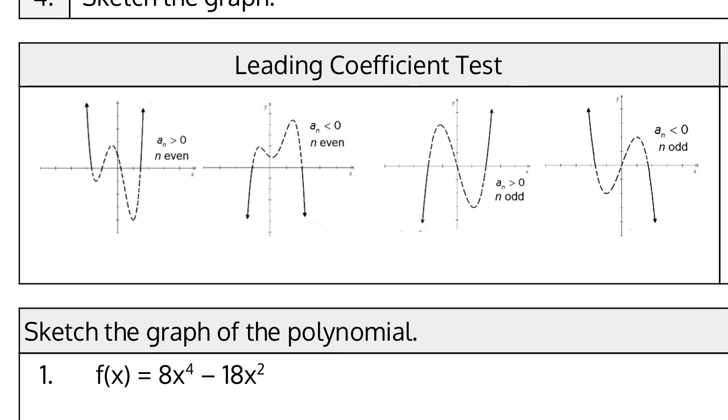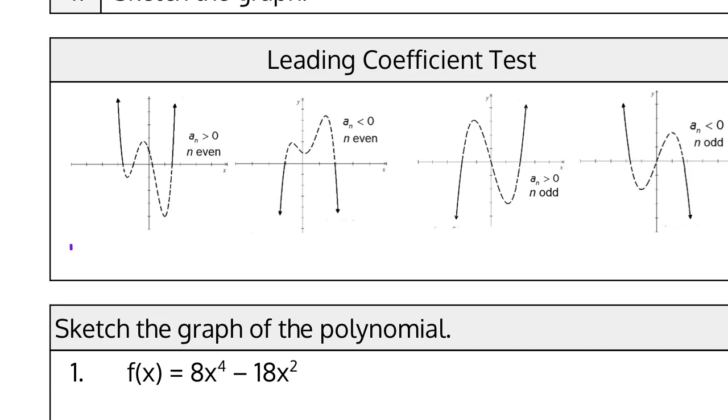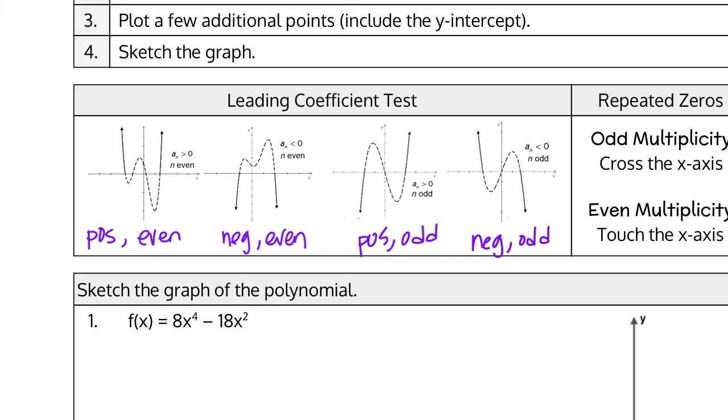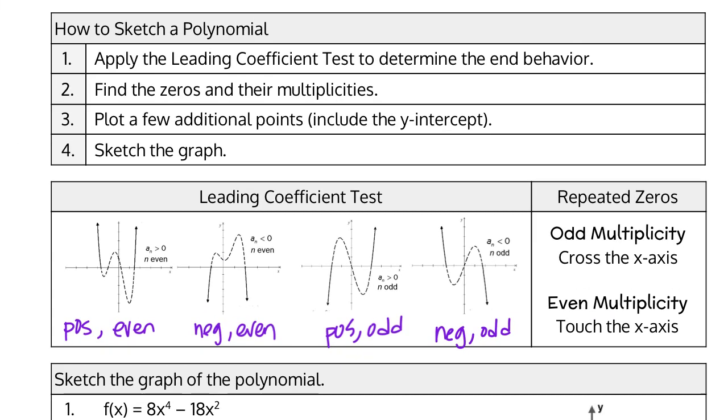If your polynomial is positive and even degree, both ends will point up. If it's negative and has even degree, both sides will point down. If it's positive but odd degree, left side is down, right side is up. And if it's negative of odd degree, left side goes up, right side goes down. Okay, so that gives you a general idea of what your graph's going to look like.